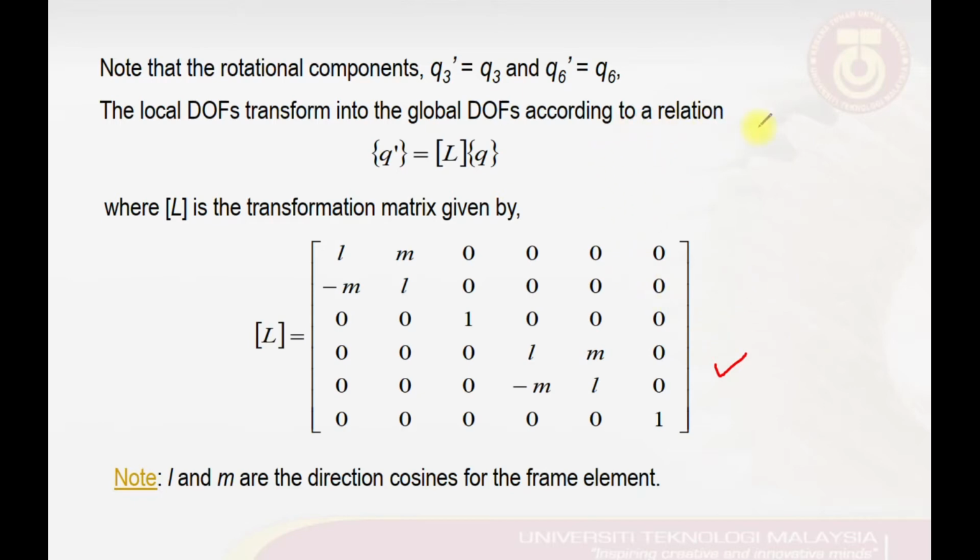So if we still can remember the L here, which is just the term that contains the cos theta, and M here, which is the term that consists of sine theta. So this transformation matrix is actually the matrix that we use to do the transformation from the local coordinate system into the global coordinate system, or the other way around as well.